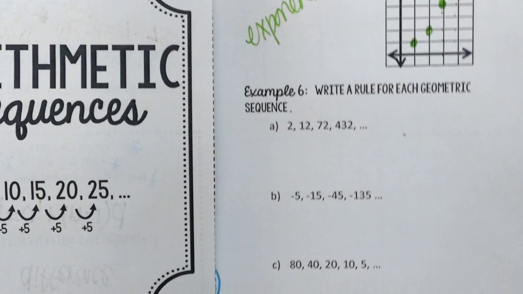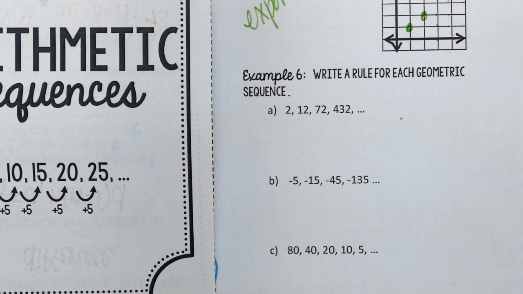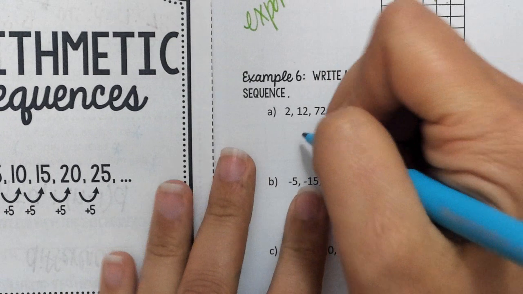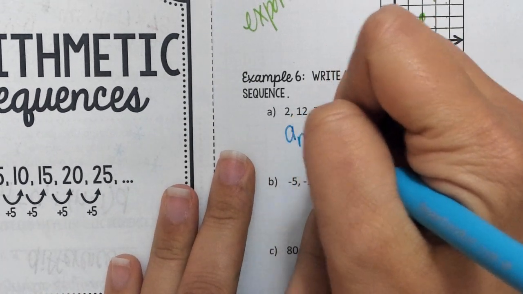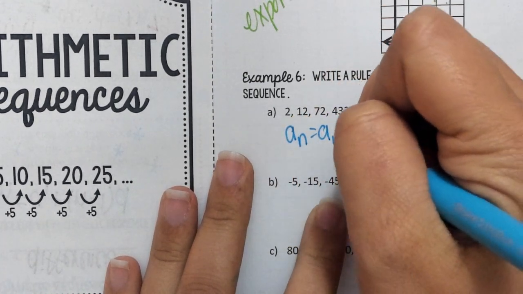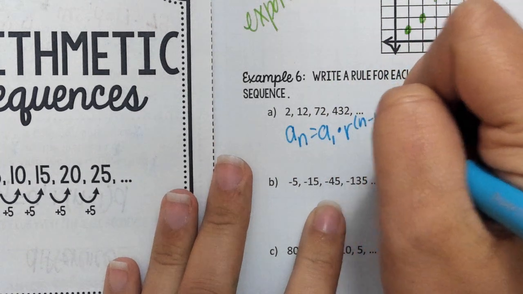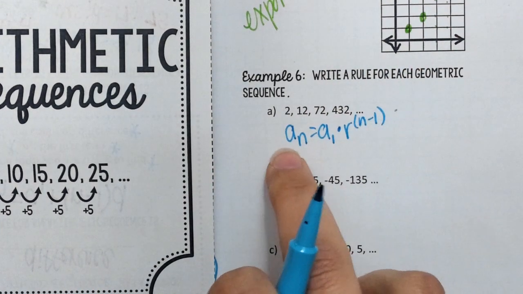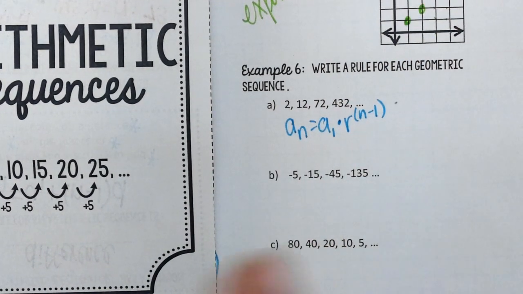Alright, now let's write a rule. Are you guys ready? Let's get it. Alright. A sub n equals A sub 1 times r to the n minus 1. So just in case you forgot that this is our form, I'm going to write it down for you. And then we're going to plug into our form.